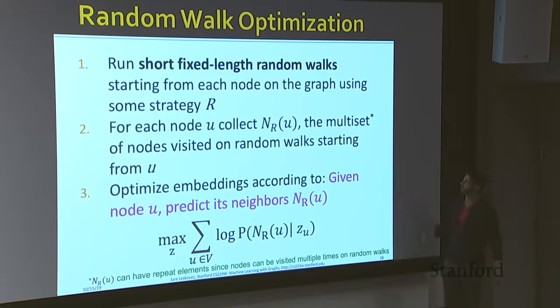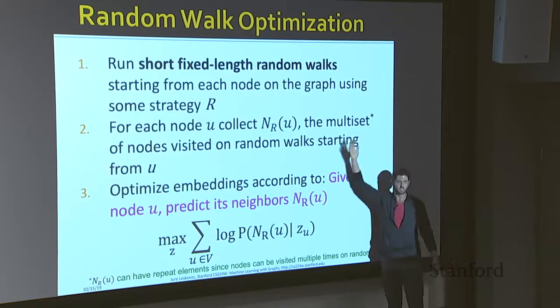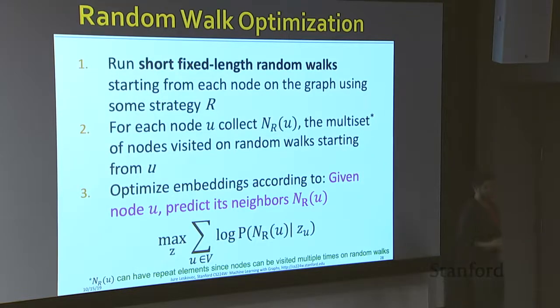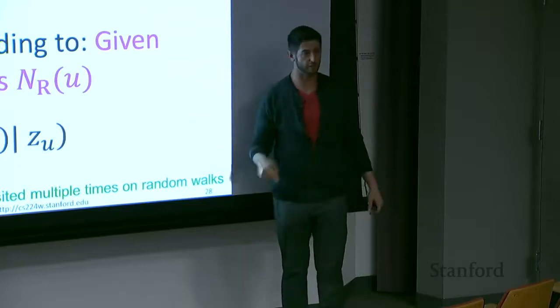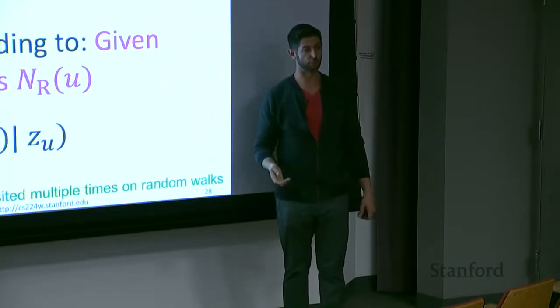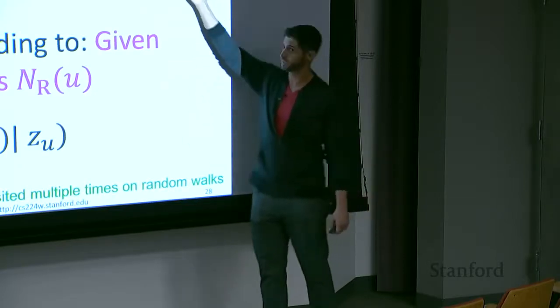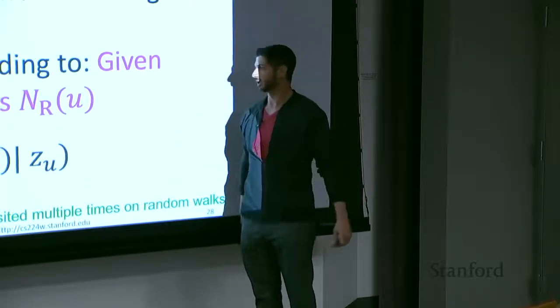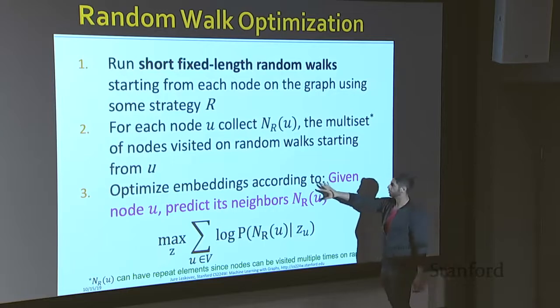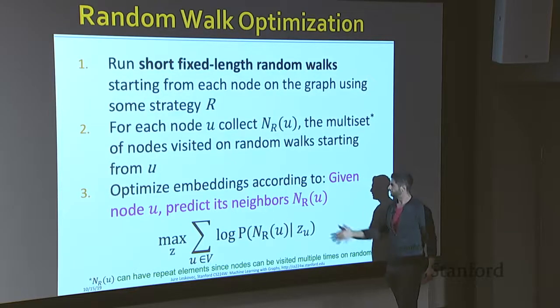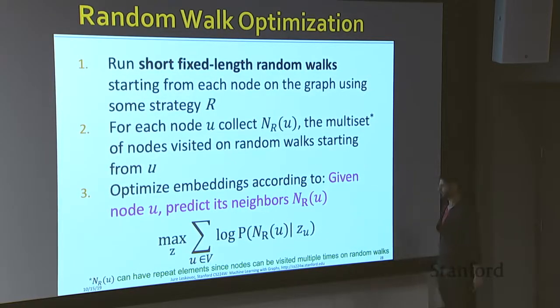Now, for each node where we are running our random walks, we collect the multi-set of nodes visited on the random walk starting from u. The reason this is a multi-set is that the random walk, especially if it's a first-order random walk, doesn't keep track of which nodes have already been visited. So you could be visiting the same node multiple times during a random walk. That's why instead of just being a set, this is a multi-set. And as we said before, we're going to be optimizing our embeddings given our objective function.